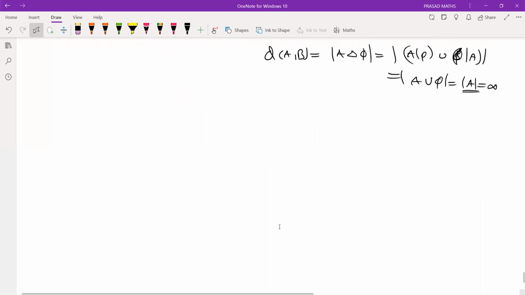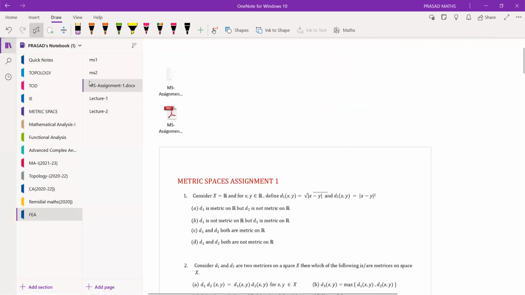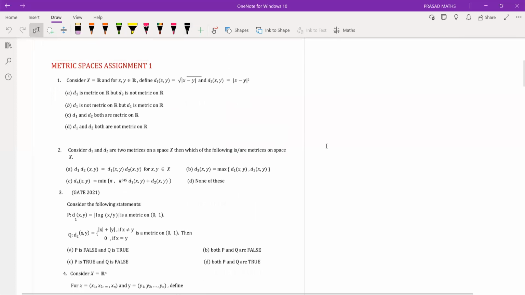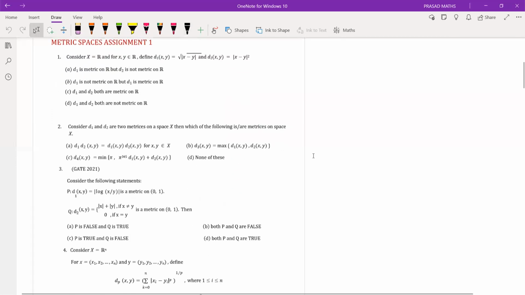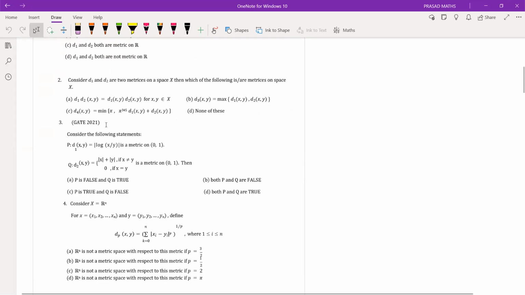So I'm going to solve some problems based on this. These are the questions which are asked in CSIR, GATE, and JEST. So first question, let us look at this. These are the questions asked in previous question papers, GATE, CSIR, like this. This is the GATE 2021 recent paper.